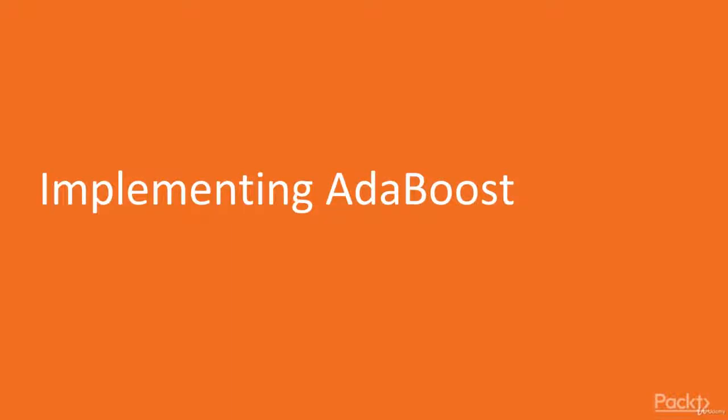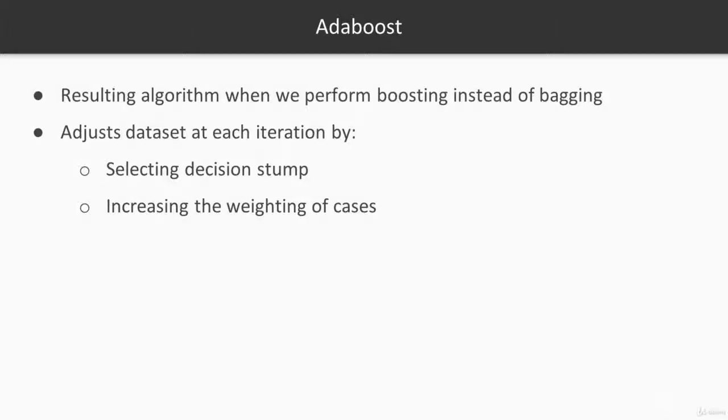Hello, welcome to the next video, implementing Adaboost. In the last video we used random forests for face recognition. When the trees in the forest are of depth 1, also known as decision stumps, and we perform boosting instead of bagging, the resulting algorithm is called Adaboost.